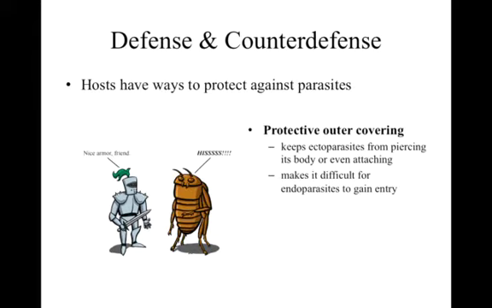Protective outer coverings, just physical barriers, can also make it difficult for endoparasites to gain entry. One of the reasons we have skin is because skin forms a protective outer layer that stops endoparasites from getting into our bodies. Skin is very good at getting rid of stuff that's trying to get inside of us. In fact, skin sloughs off every couple of days, and that's a way of moving the stuff that's trying to get in out, getting rid of it.